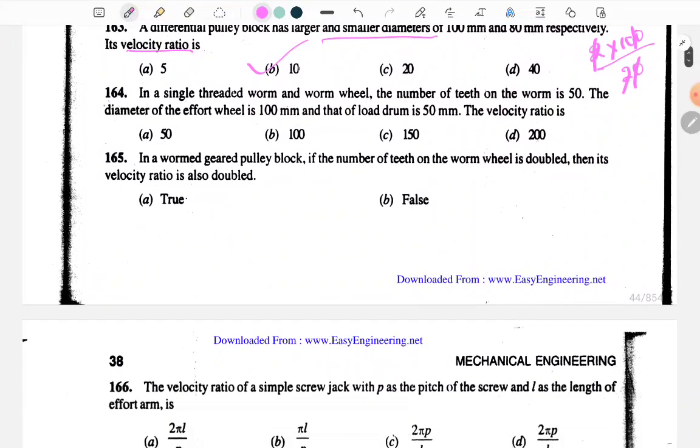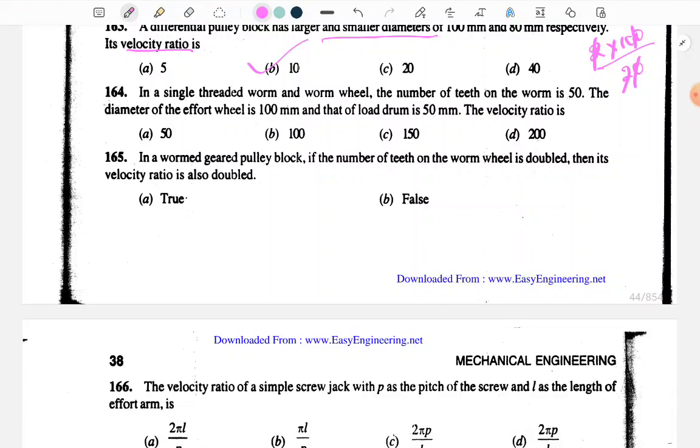In a single threaded worm and worm wheel, the number of teeth on the worm wheel is 50, the diameter of the effort wheel is 100, and the load drum is this one. The velocity ratio is 2T by capital D. So if you substitute in that formula you will get the answer, that is 164, B, you will get 100.